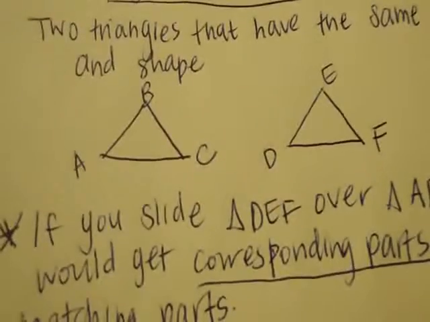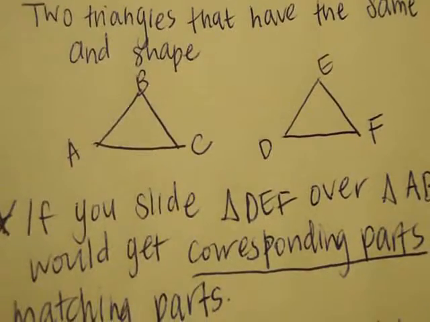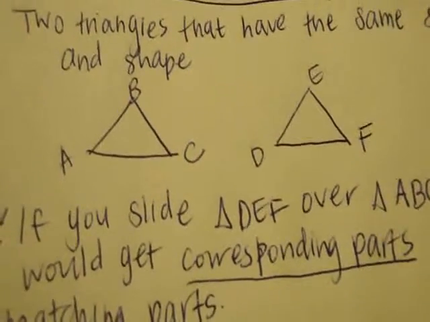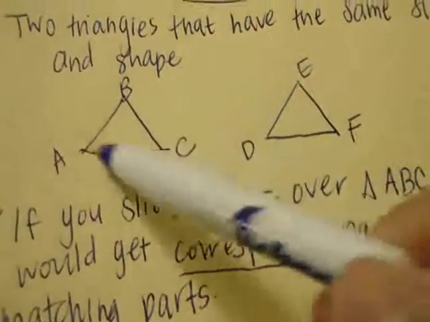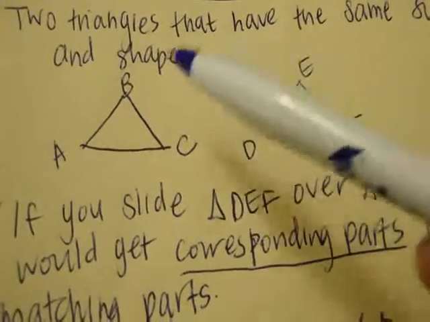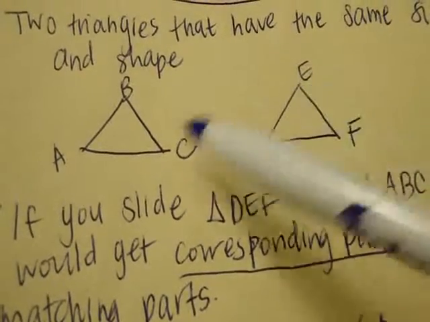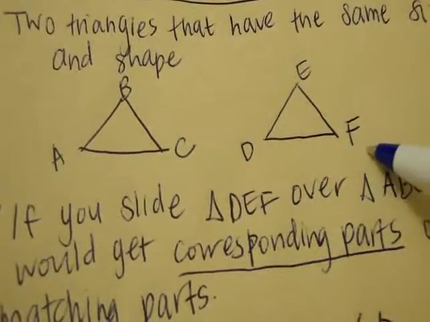At our example right here, triangle ABC is congruent to triangle DEF because, again, if we were to slide this triangle over that triangle, angle A would be the same as angle D, right? Angle B would be the same as angle E. Angle C would be the same as angle F, right?